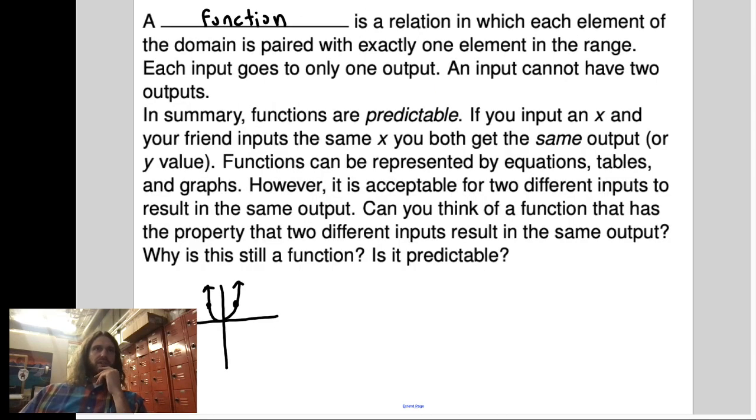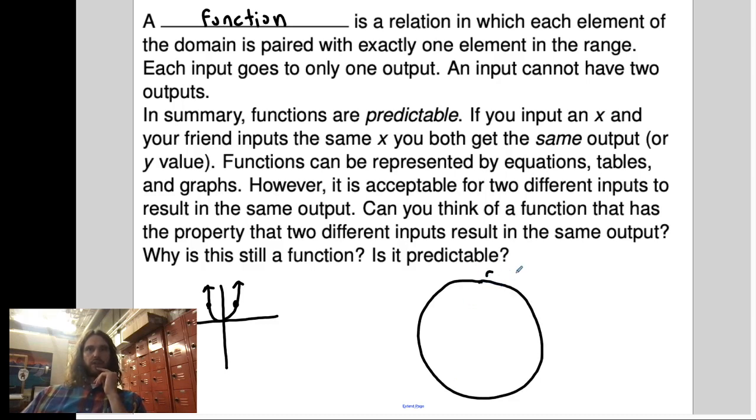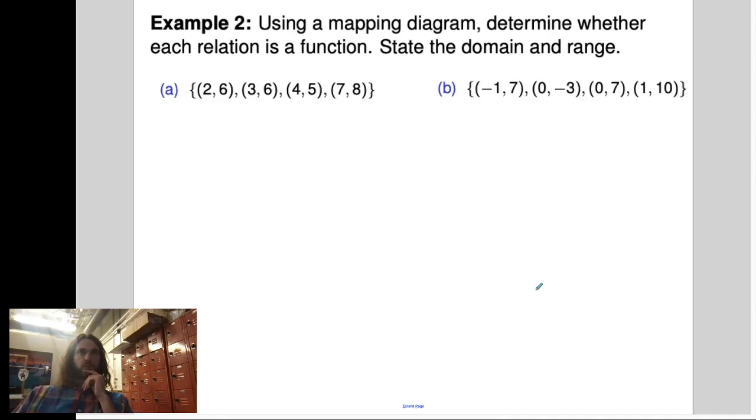Okay, one thing I want to say really quickly is that if this is the collection of all of our relations, let's say this is every single relation. Not all relations are functions. Only some relations are functions. Okay, so that's important to keep in mind as we move forward.